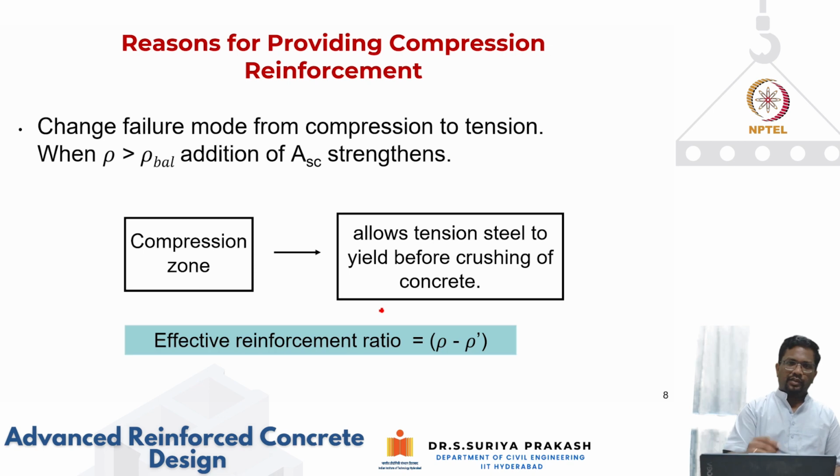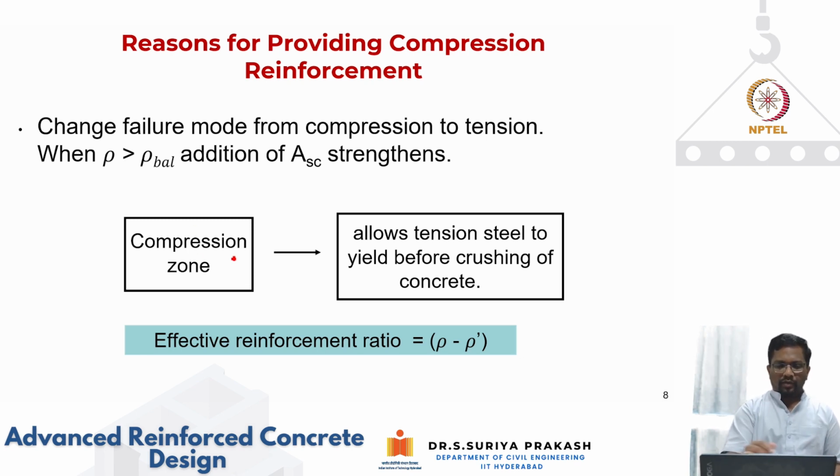we can change. Then the failure mode will become compression control. Steel will not yield when the concrete reaches a failure strain of 0.0035, which is a very brittle mode of failure in a beam. We don't want that. We always want steel to reach yielding before concrete reaches its failure strain of 0.0035, right?